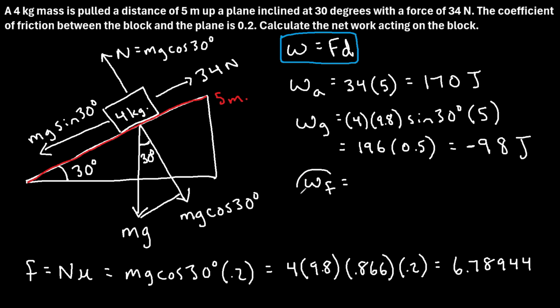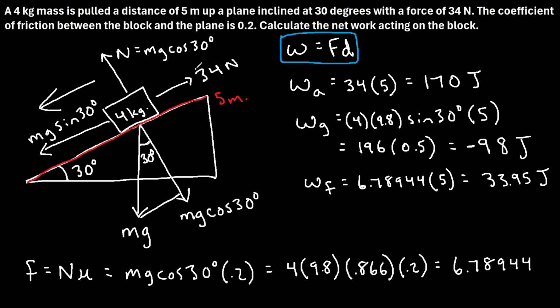So the work done by friction is going to be this force multiplied by the displacement, which again is 5 meters. So we'll get 6.78944 times 5, the displacement. And that turns out to be about 33.95 joules. And again, the work being done by friction is going to oppose the force that's pulling the block up the incline. So we'll say that it's going in the negative direction. So let's put a negative sign out front.